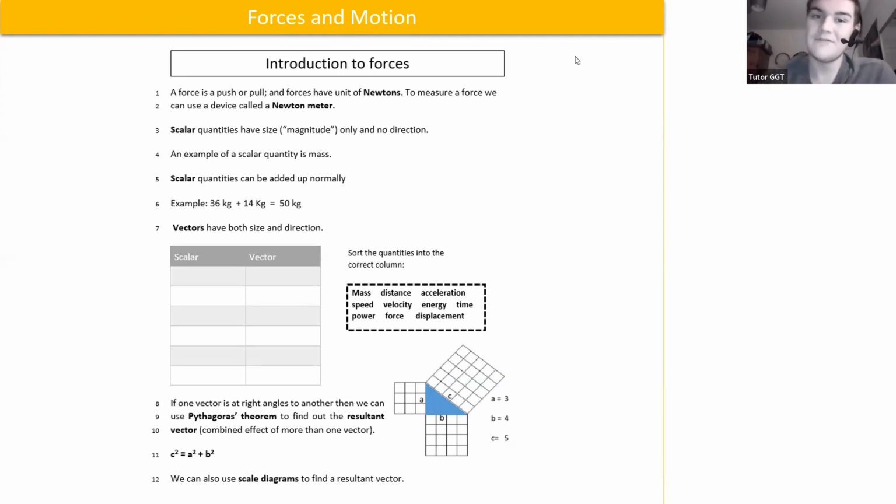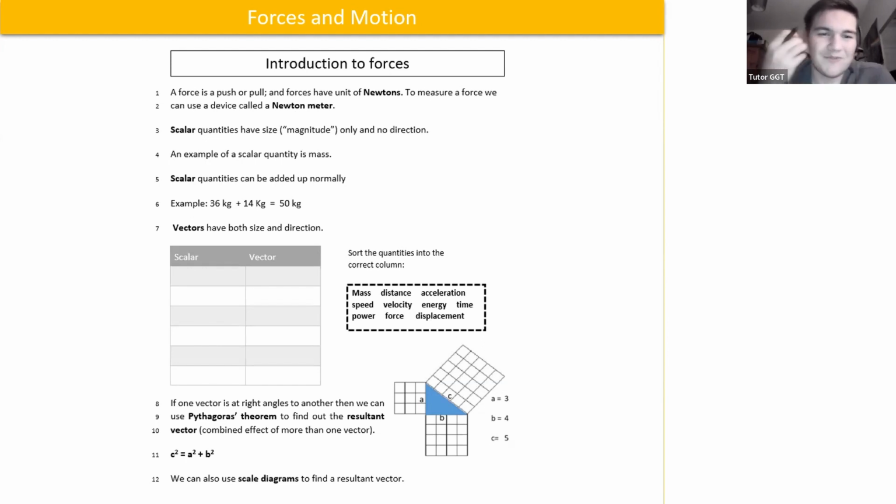Often start with force and motion because it then feeds into different topics. So we can talk about energy using forces. We can talk about gravitational fields. We can talk about magnetism and electricity. We can use a lot of these concepts in forces.